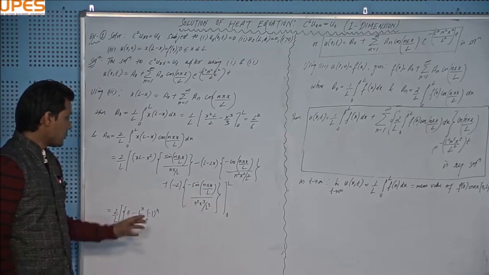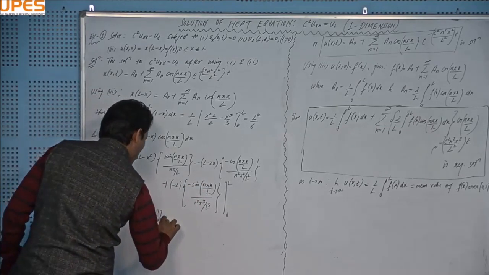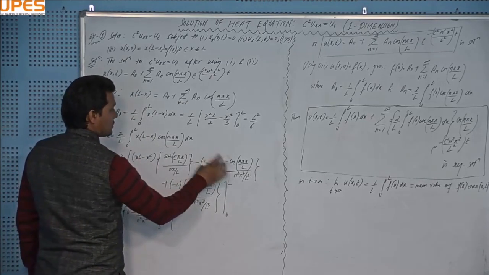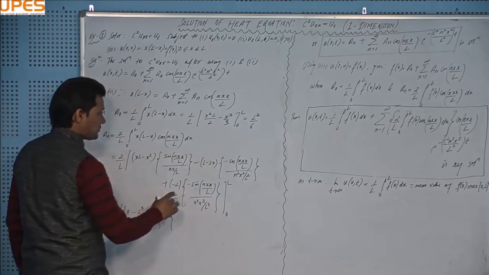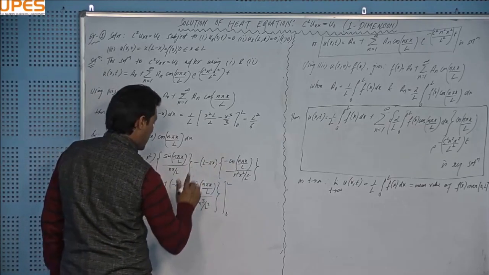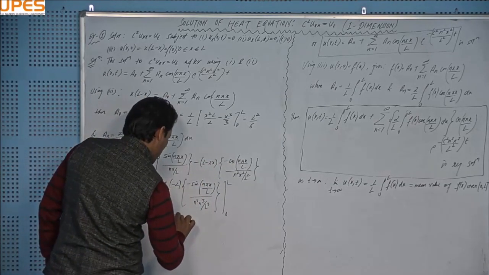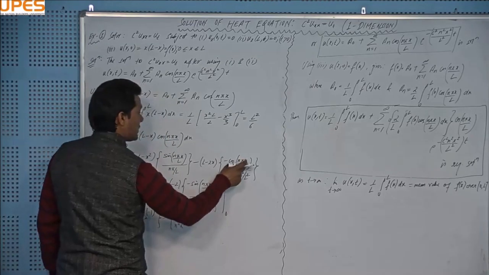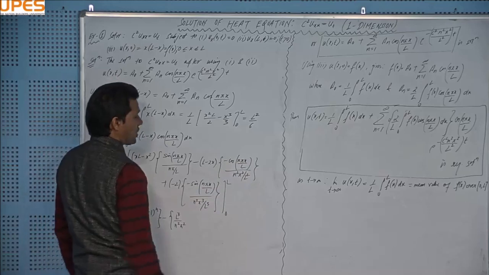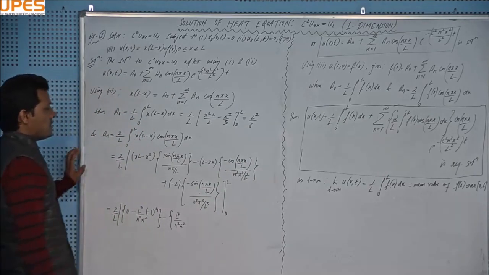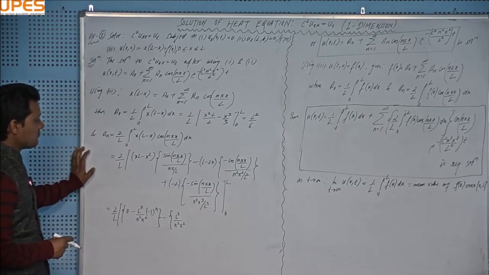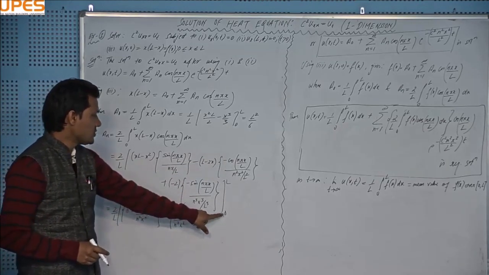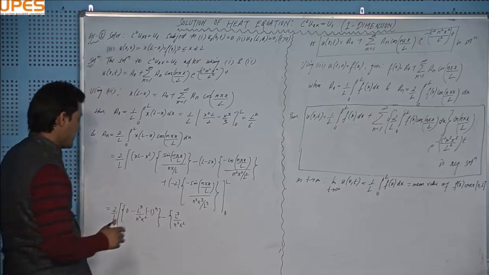Fine. Now this was the result after putting the upper limit, and now I will put the lower limit. 0 will give 0, and here I think minus L plus L, and that will become L³ over n²π², and here I have cos 0, which is equal to 1. So ultimately it will become L³ over n²π², because cos 0 is equal to 1, and putting 0 here will give me 0, fine.